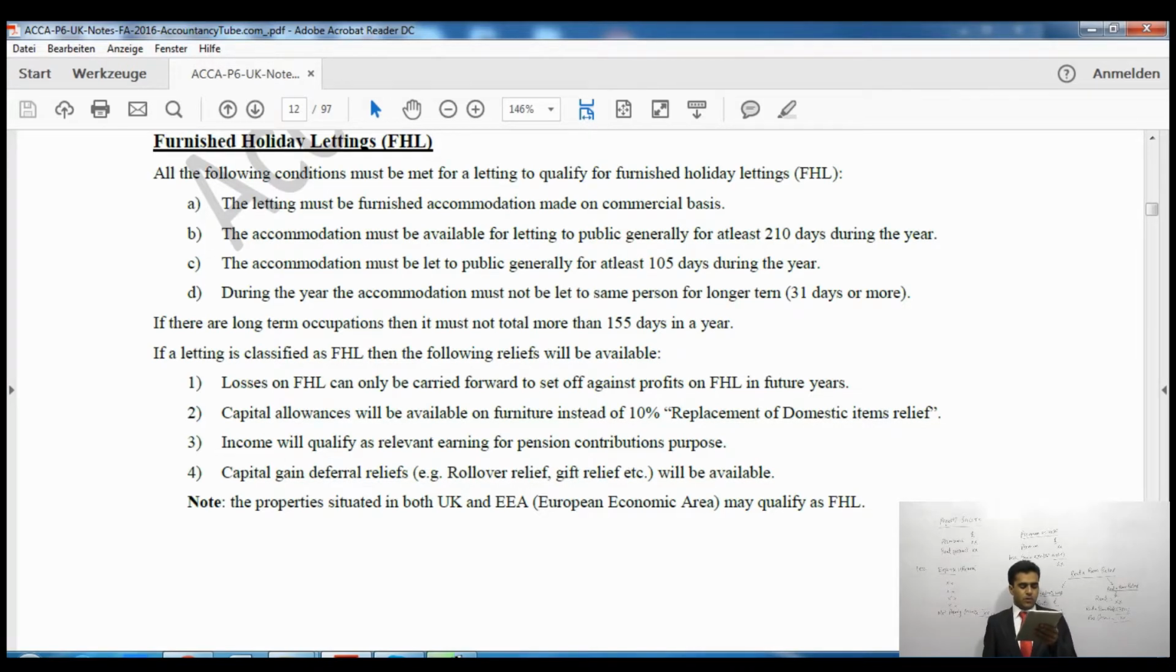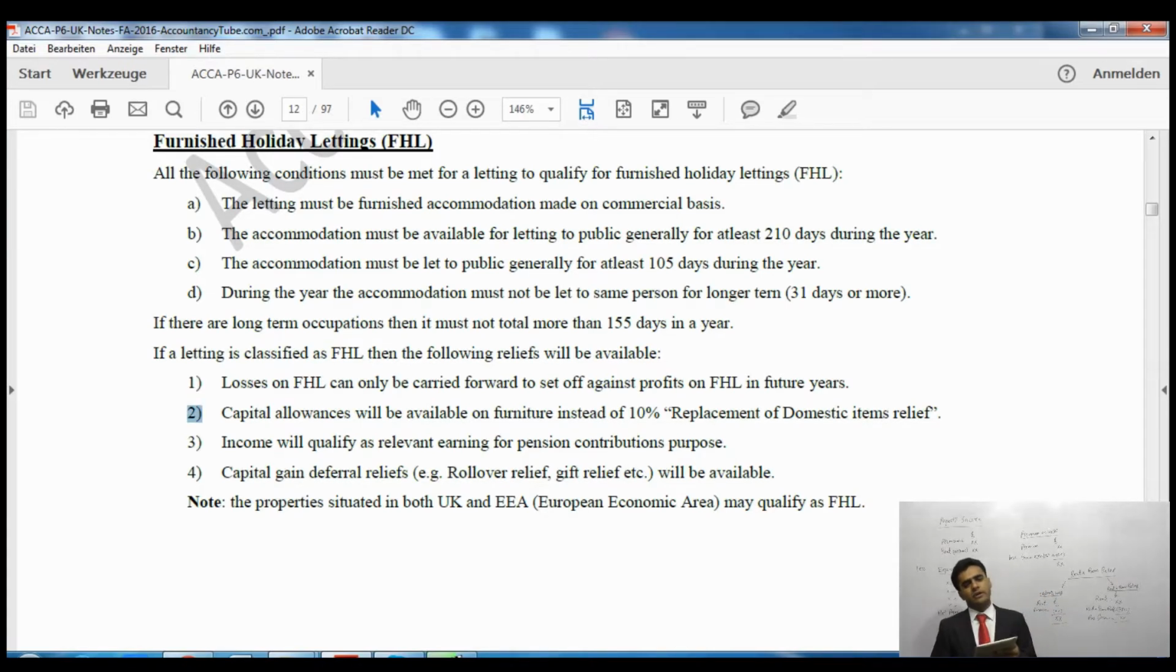Now the first 4, from A to D, are the conditions for furnished holiday letting. How can we know that this is furnished holiday letting? If a property fulfills these conditions, only then can we call it a furnished holiday letting. Now what are the advantages of this property? Why would we classify it as furnished holiday property? The second 4, numbered 1, 2, 3, 4, are the benefits. These are the advantages if you want to write them down.